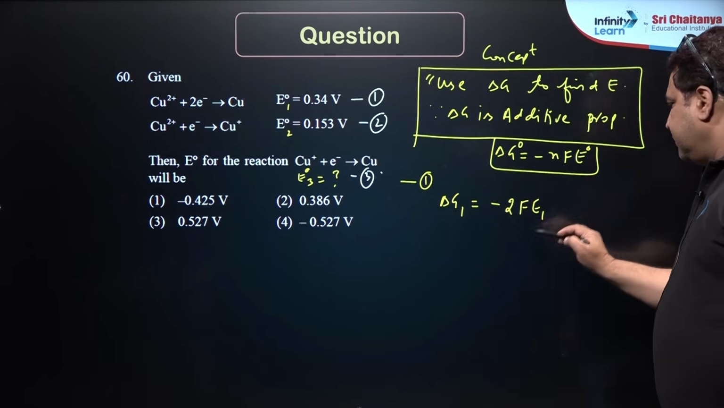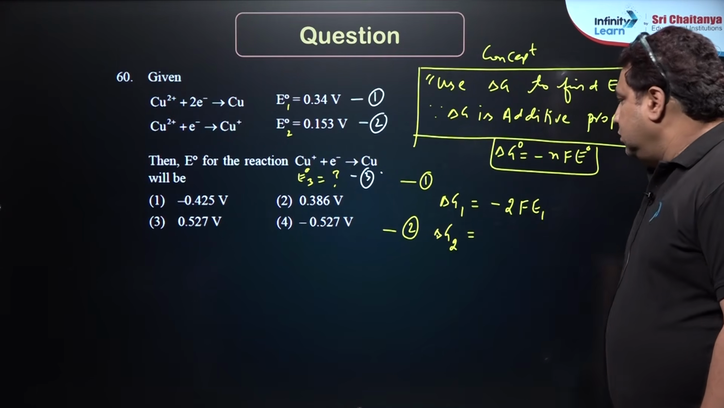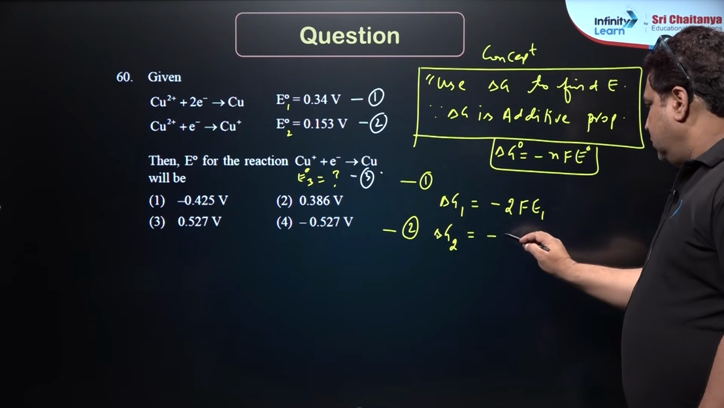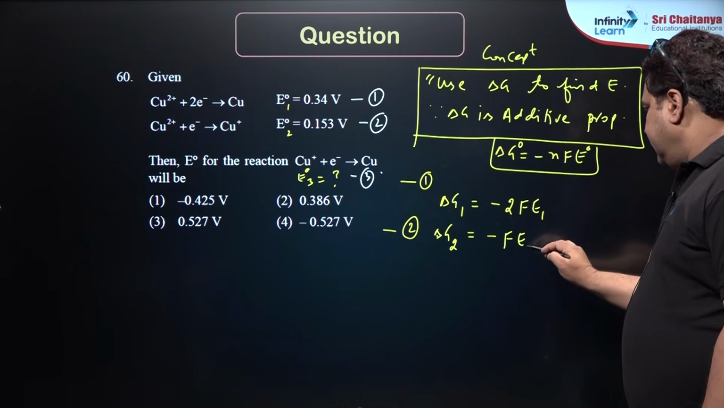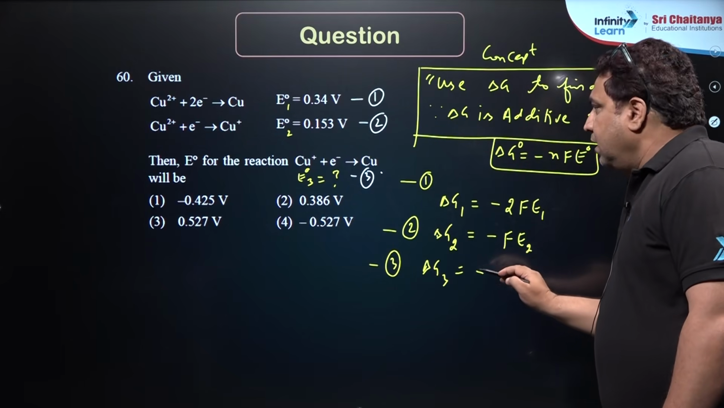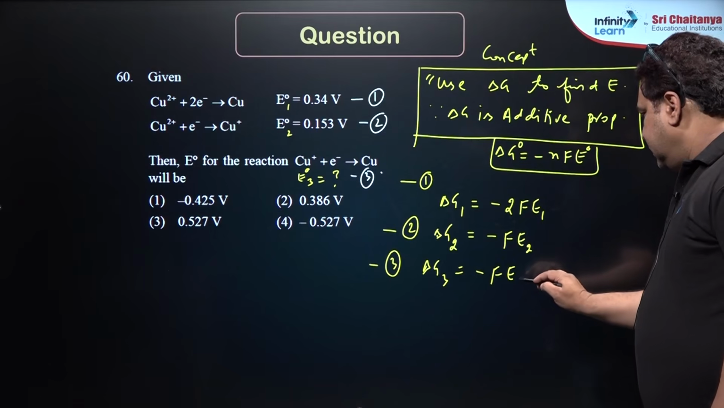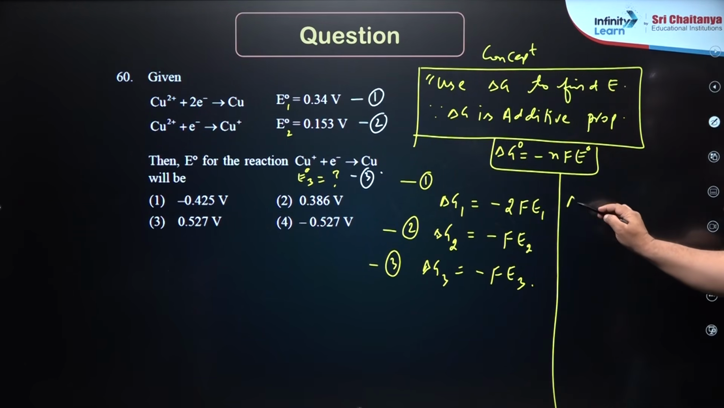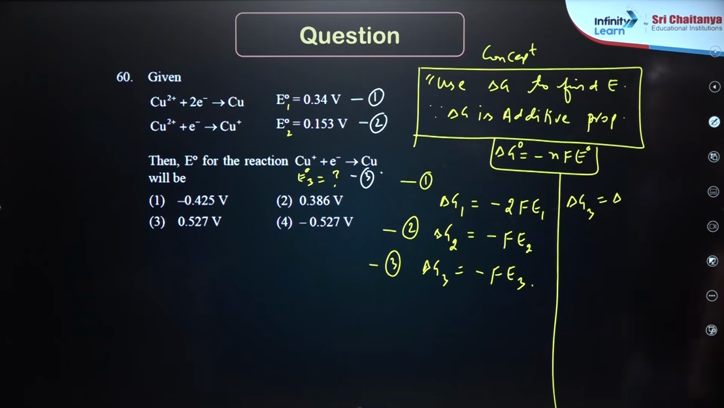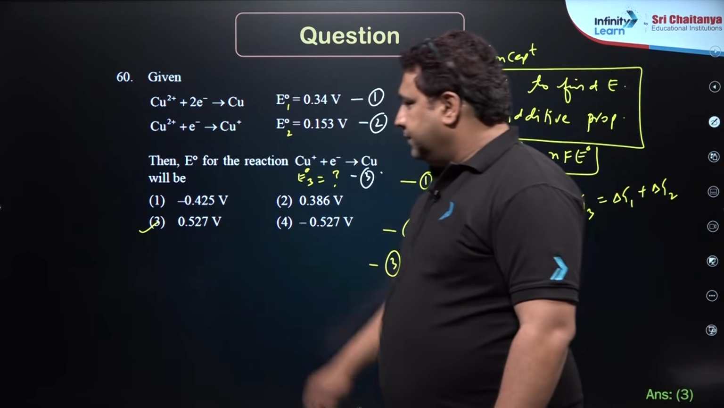So this is equal to E1. Similarly from equation 2, you can get delta G2 is equal to minus F E2. Then from equation 3, delta G3, I see, is minus F E3. Now what you have to do? So delta G3 should be equal to delta G1 plus delta G2. Okay, so if you solve this, then you will get option 3.